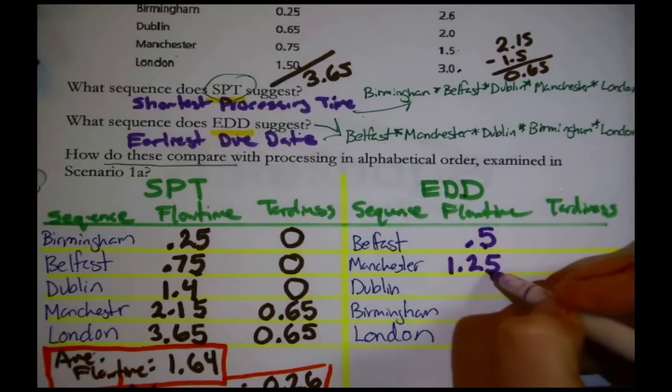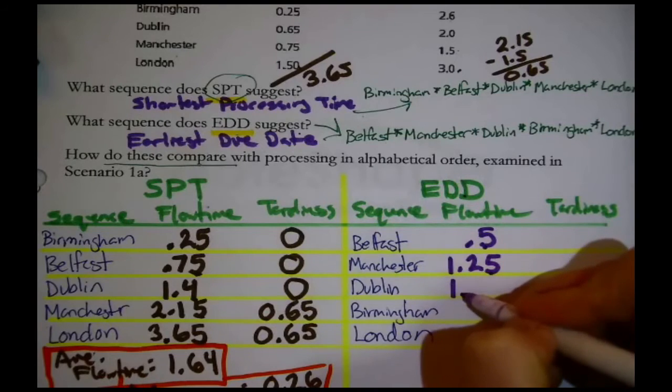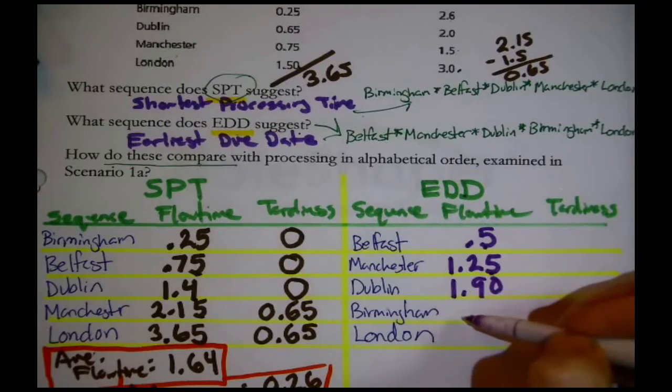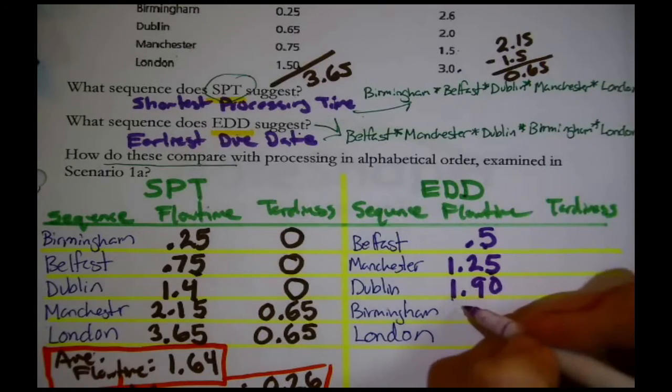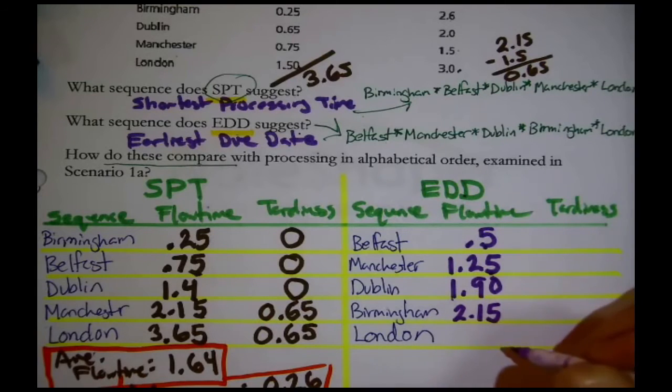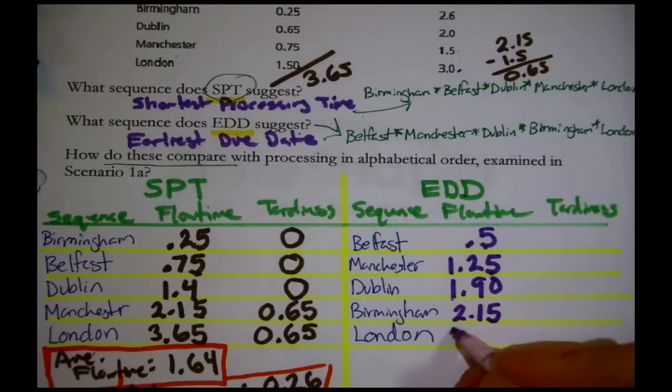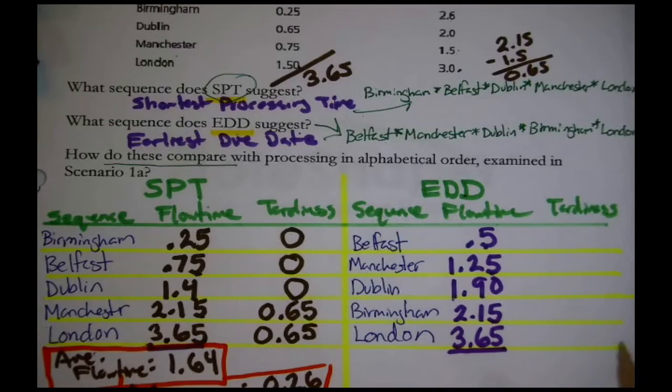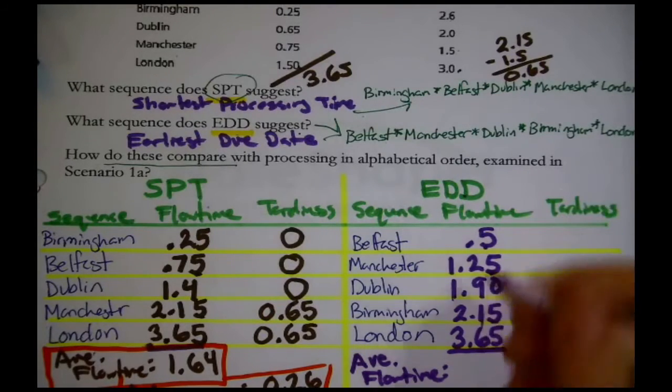Dublin waits for 1.25 hours, plus Dublin is 0.65 hours worth of work, so Dublin will be finished in 1.9 hours. The flow time for Birmingham is 1.9 hours, plus 0.25 hours, or 2.15 hours, and then London, the flow time is 2.15 plus 1.5, again 3.65. I was really glad to see that because it also has to match. It has to match here, the flow time of the last job. I don't imagine that the average flow time, however, is going to match what we got last time because we averaged these numbers and I get 1.89.